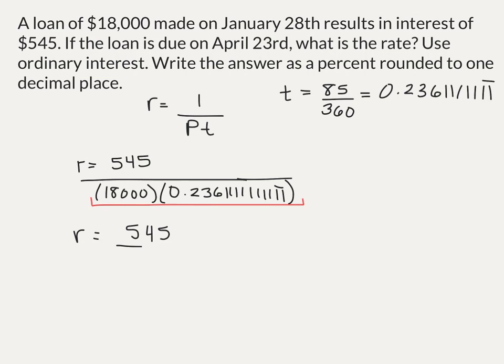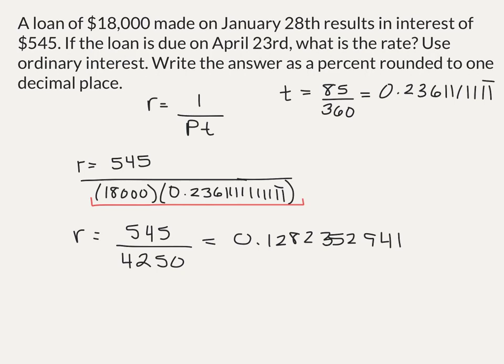And when we do that, we should get a value of 4,250. And remember, we want to keep that decimal long, or use the fraction to multiply by 18,000 to make sure that we don't have rounding error. Next, we'll divide 545 by 4,250, and we get 0.1282352941.